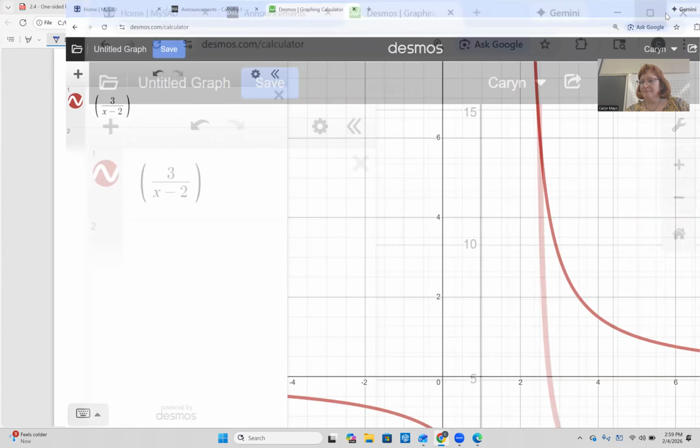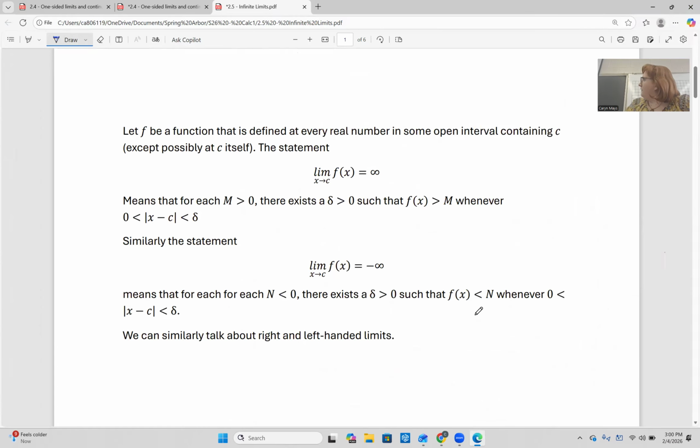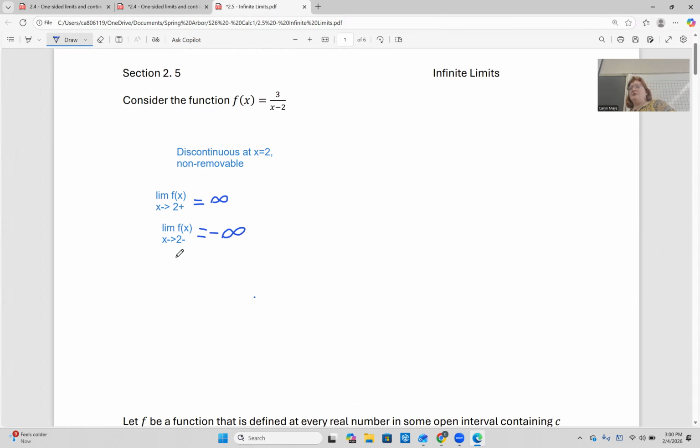So with this graph, let me make that bigger. As I get closer and closer to 2, say here I am at 2.5, I'm going upwards, but as I get even closer to 2, I get even further up. I can get as close as I want to 2, and my function keeps growing, but as soon as I plug in 2, I don't have a value anymore. That is what these big statements are saying. We can similarly talk about right and left-handed limits, as we already did.